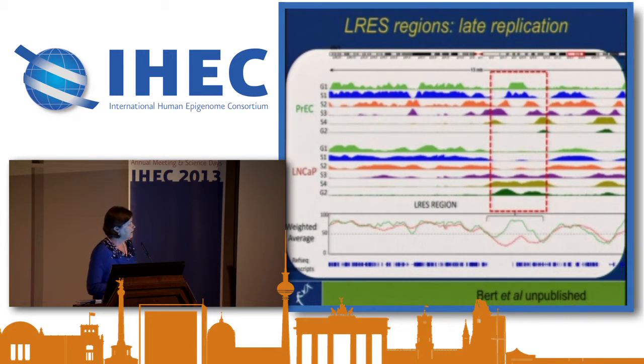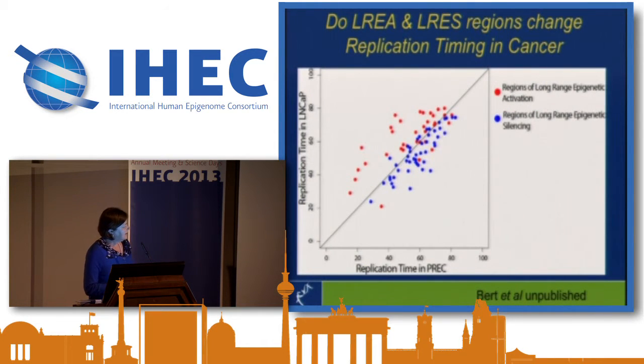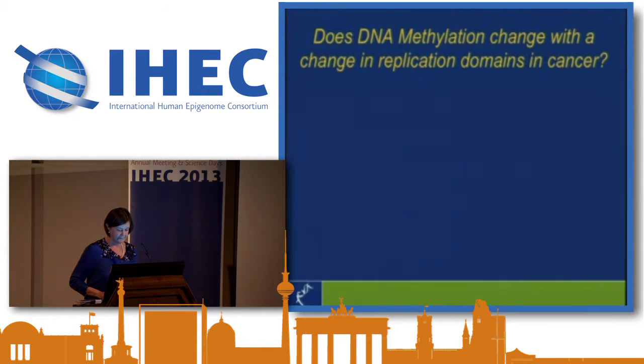Likewise, just showing you one example of a long-range epigenetically silenced region. In normal cells, it replicates early, whereas in the cancer cell, it replicates late. And again, you can see here this dramatic shift in replication timing. When we look at all of the defined domains, be they the active domains or the silenced domains, and compare that with the change in replication timing between the normal and weak cancer, we see that there is a significant trend for a change in replication timing across both the active regions that tend to replicate early and the silenced regions that are now tending to replicate later in the cancer cell.